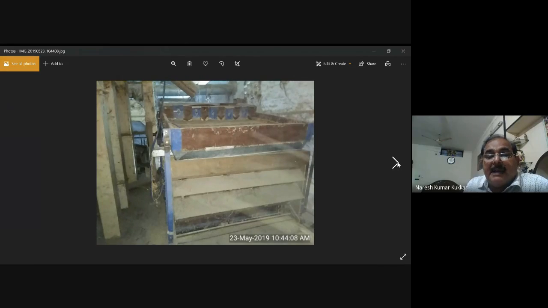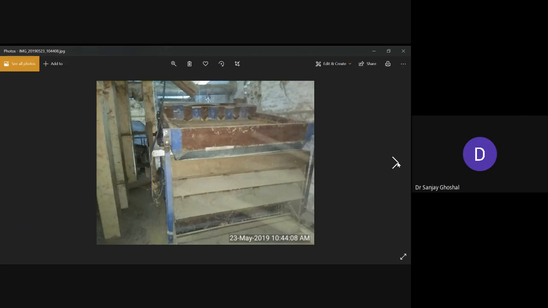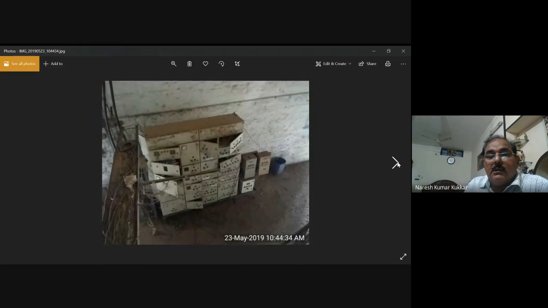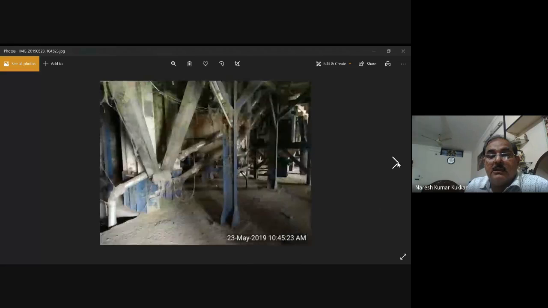This is a paddy cleaning area. This is the paddy cleaner area. See the condition of the electrical boxes. Oh my God.